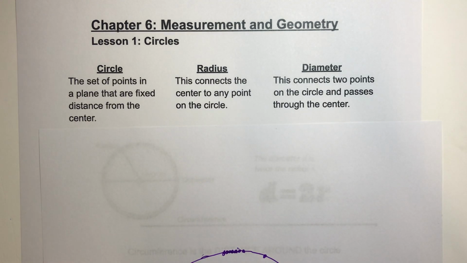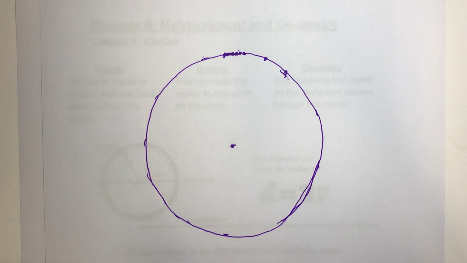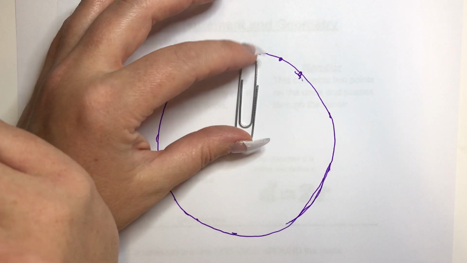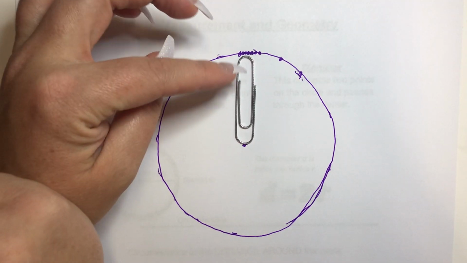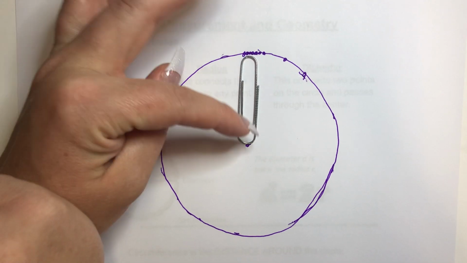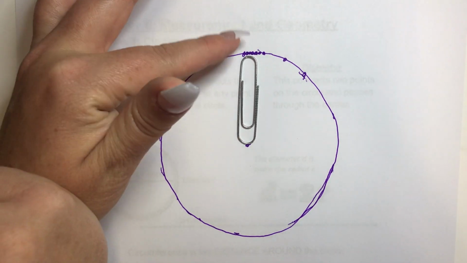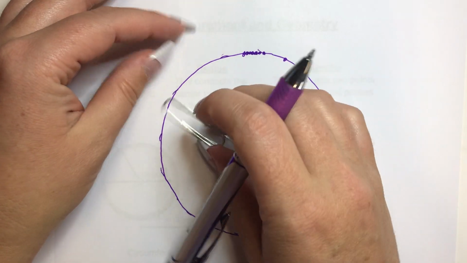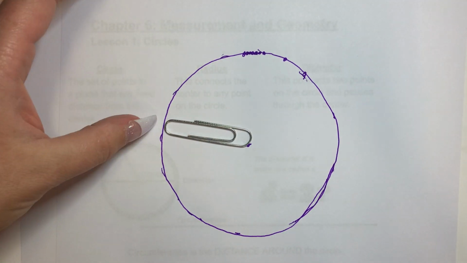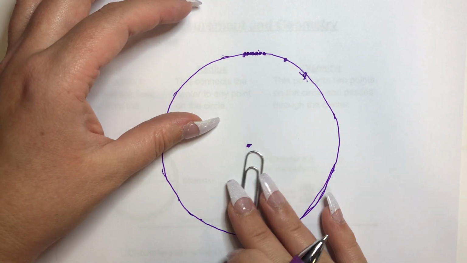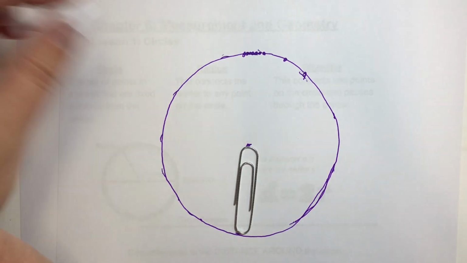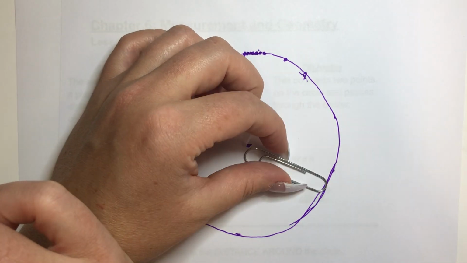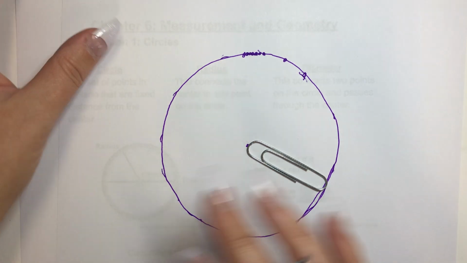The next thing is a radius. That connects the center to any point on the circle. So for this, this paper clip was kind of really like my radius, because any point it connected to the center, right? Any point over here, my radius connects it to the center, and it's the same distance, right? All the way around. So that is a radius.